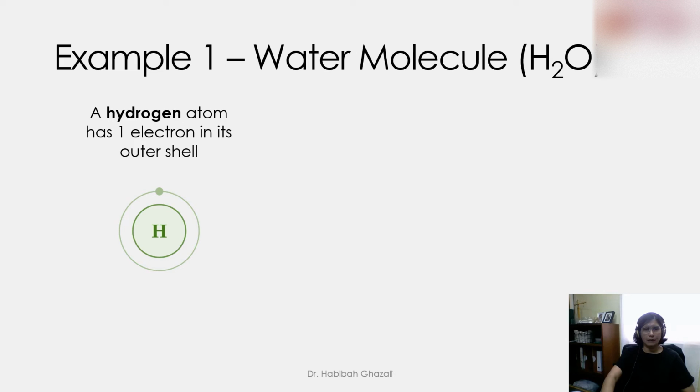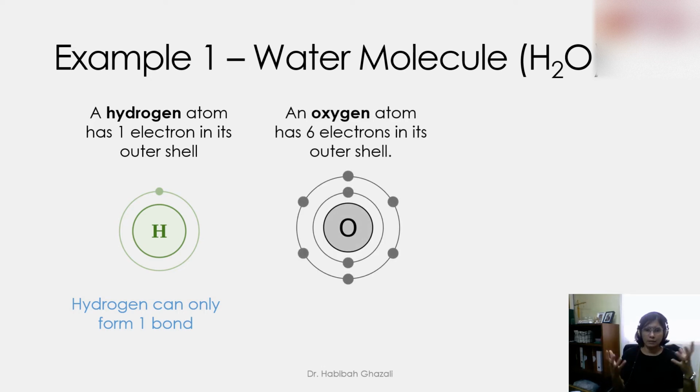This is an example. We have a water molecule that consists of two hydrogen atoms with one oxygen atom bonded together using covalent bonding. A hydrogen atom has one electron in its outer shell. To be stable, it needs another one, and it can only form one more bond. Now we look at oxygen. Oxygen has 6 electrons in its outer shell, so it needs 2 more to become stable.